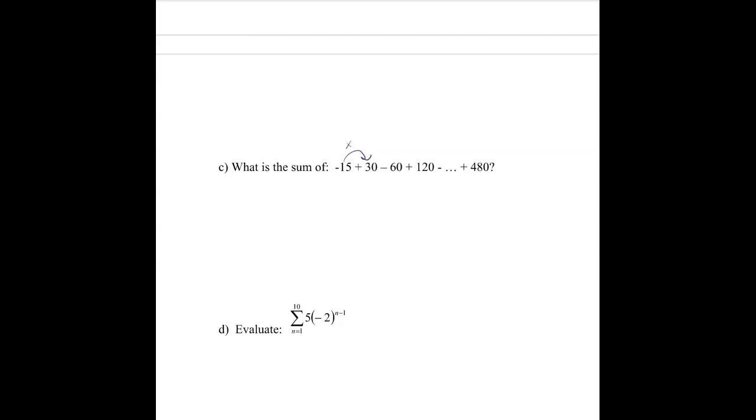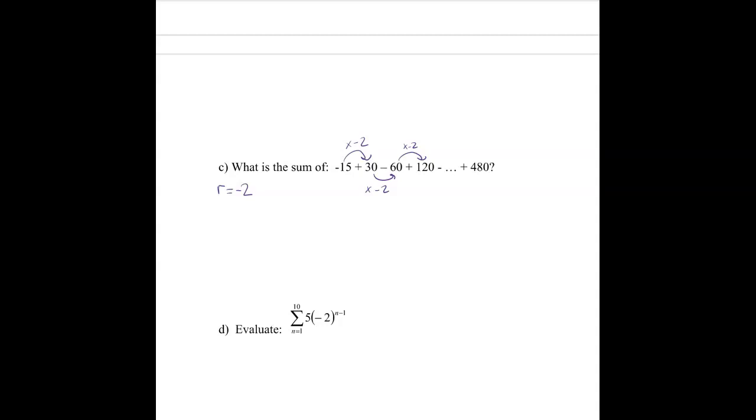From negative 15 to 30, I would be multiplying by negative 2. From here to here, I'd be multiplying by negative 2. And from here to here, I'd have to be multiplying by negative 2. So I do believe that my common ratio should be equal to negative 2.